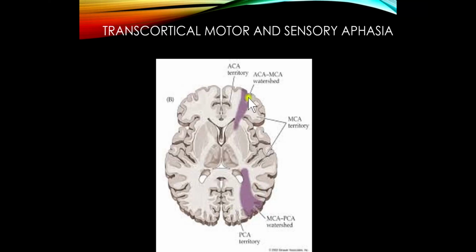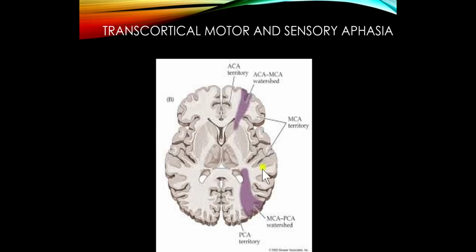A transcortical motor aphasia looks a lot like a Broca's aphasia. Again, the lesion is more anterior, so it's a non-fluent aphasia, but the connection between Wernicke's and Broca's, the arcuate fasciculus, is intact. So unlike a patient with a pure Broca's aphasia, patients with a transcortical motor aphasia can repeat sentences pretty well because the hard wiring between Wernicke's and Broca's area is intact.